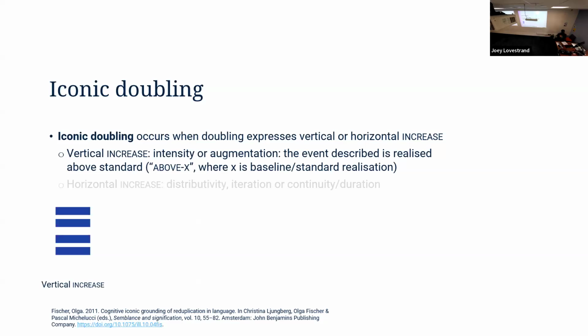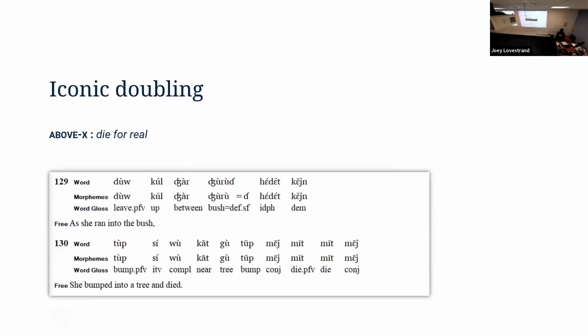The other kind of iconic doubling is what I call above X, could be beyond X, but the idea is X is the standard realization of the event, and everything above that standard level is the vertical increase kind of meaning that you find. I don't know if this is a good rendition of it. It's like in this example with the event of dying, in French, you would say, elle est vraiment morte. It's not just normal dying, but dying, I don't know what it means concretely, but dying above the baseline way of dying. So this is the intuition that I have.